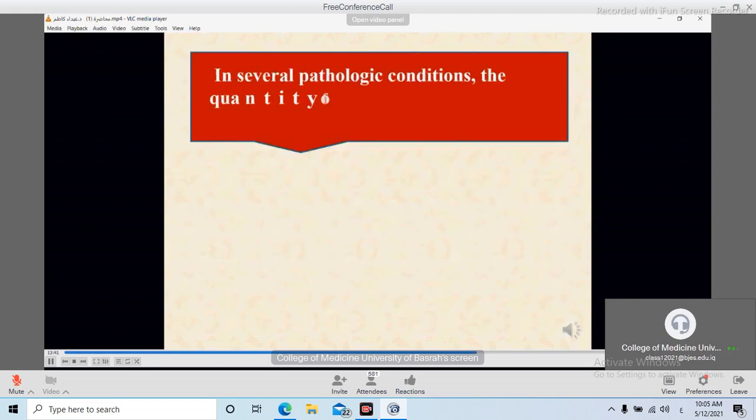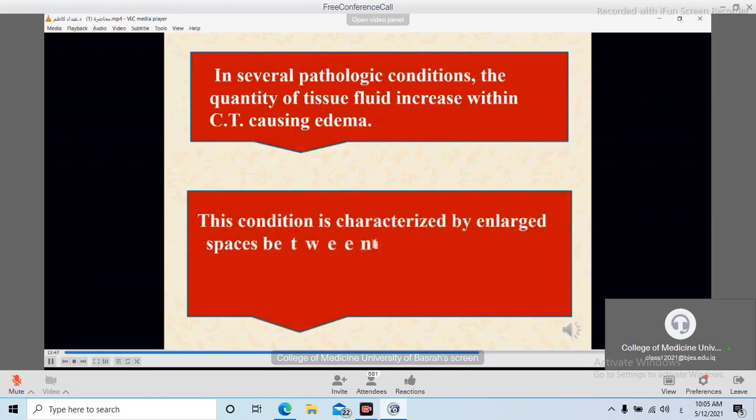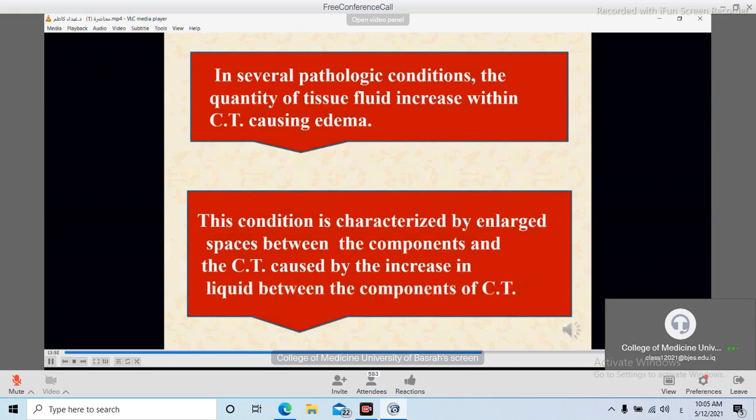In several pathologic conditions, the quantity of tissue fluid increases within connective tissue, causing edema. إذن بالحالات المرضية زيادة التيشو فلويد بالكونكتيف تيشو هو اللي يسبب الأديمة. وتعرف هذه الحالة إنه enlarging the space between the components of connective tissue caused by the increase in the liquid between the components of the connective tissue. إذا تعرف إن هي عبارة عن زيادة المسافة بين مكونات الكونكتيف تيشو واللي سببها هي زيادة الليكويد between these components of connective tissue.